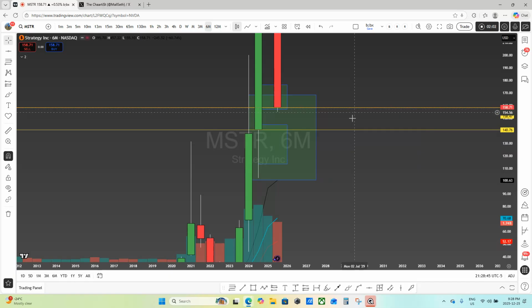So if you enter at 158, does it make any sense? If you enter here and then you put your stop loss here, it makes absolutely no sense. Let me explain it further. Let me go down in lower time frames, and then we can refine the entries. But it is bullish, it looks bullish.